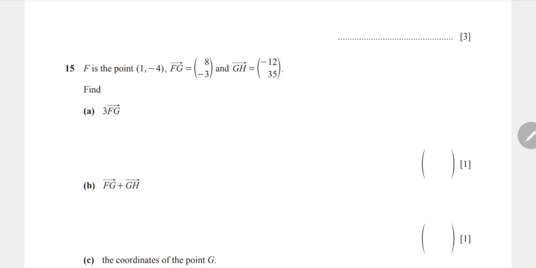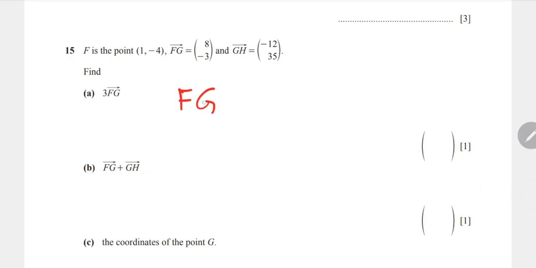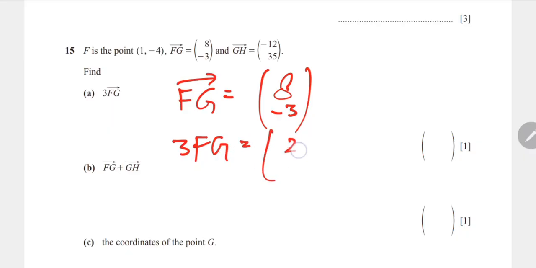F is 1 comma minus 4, FG is given as 8 and minus 3, and GH is given as minus 12 and 35. For 3FG, it means we just multiply this given vector by 3. So FG is 8 and minus 3. When you multiply by 3, the result is 24 and minus 9. So this is done.